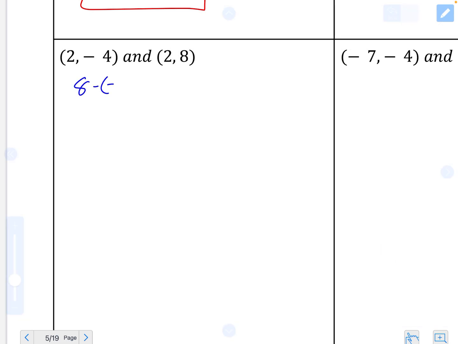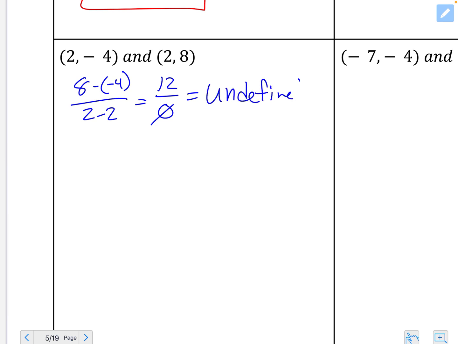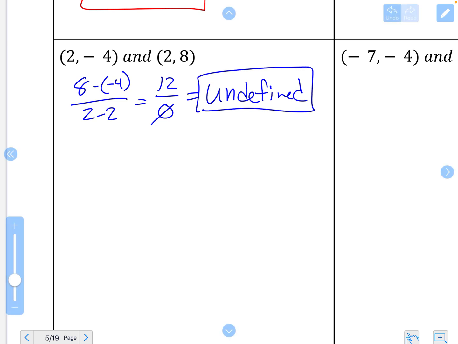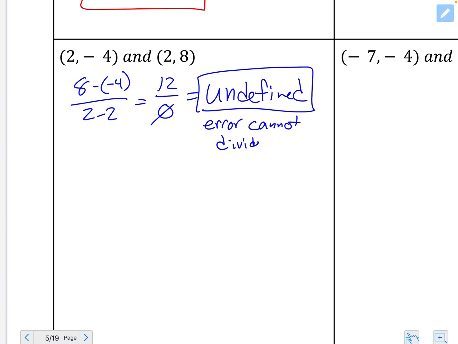All right, so now first step is to find our slope. So 8 minus a negative 4 over 2 minus 2. So I ended up adding the 8 and 4, which is the 12. 2 minus 2 is 0. If the 0 is on bottom, it is an undefined slope. And if you're using Desmos, it's going to tell you undefined. If you're using your yellow calculator, it's going to say error, cannot divide by 0. And so that's what we look for when it's undefined.